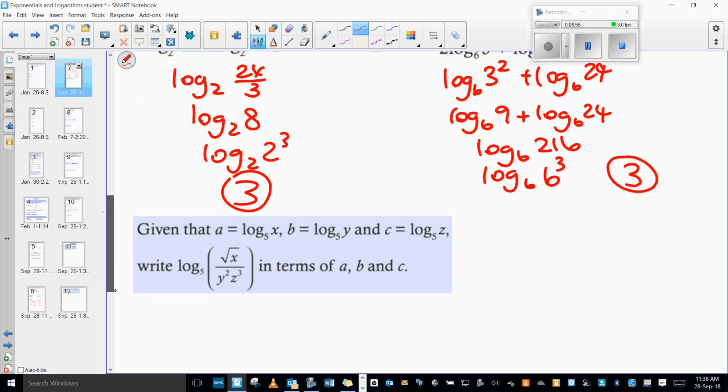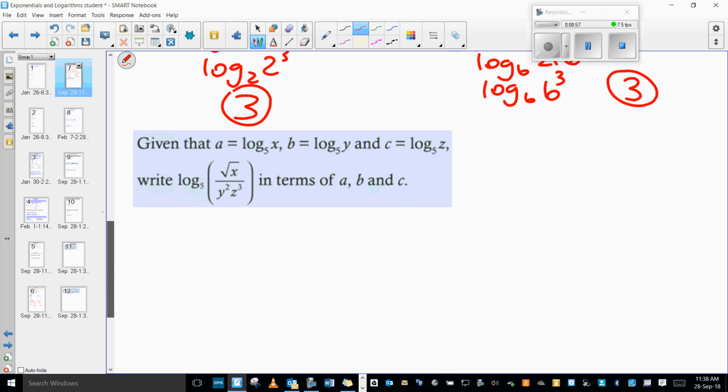Right, this one, these come up a lot as well, and these freak people out for some reason. I don't know why. So, given that A is equal to log base 5 of x, B is log base 5 of y, and C is log base 5 of z, write log base 5 of this expression in terms of A, B, and C. So essentially what we need to do is separate it into these things on their own. We've gone from a combined single log, and we want to separate it.